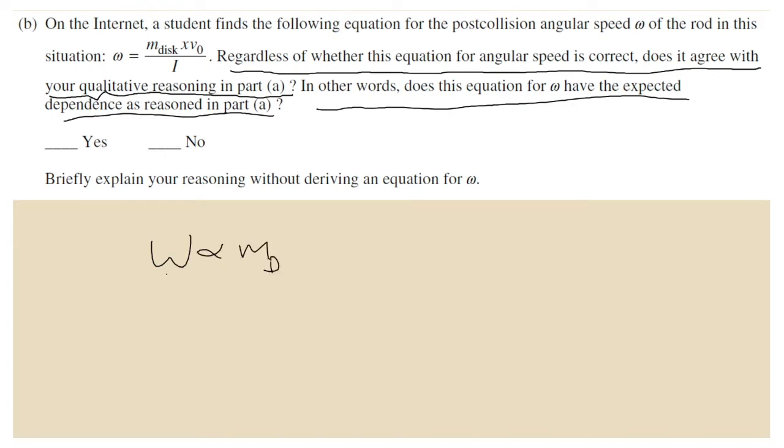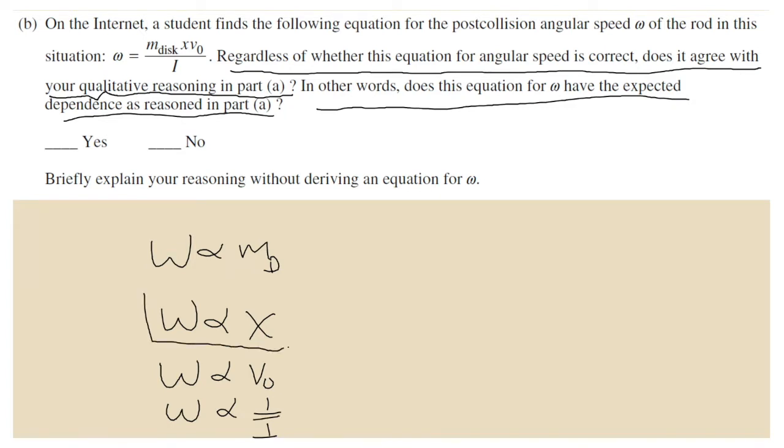We can say the angular velocity is directly proportional to the mass. We can say it's directly proportional to the distance from the pivot point. We can say it's directly proportional to the linear velocity. We can say it's inversely proportional to the rotational inertia. Now, of course, what we talked about in part A was the distance. And so notice this equation says, as the distance increases, the angular velocity of the rod is going to increase. And that's exactly what we said.